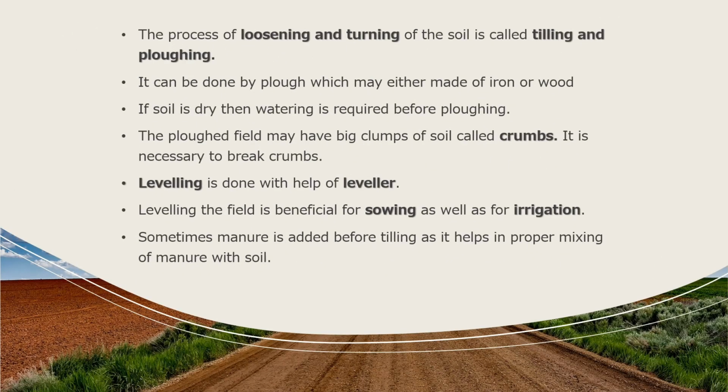This is the most important line and can be asked in fill in the blanks or the MCQ. The process of loosening and turning of the soil is called tilling and plowing. Now, this plowing is done with a tool called a plow, and this plow is made of iron or wood. If the soil is dry, then watering is required before plowing. Dry soil requires more energy to plow, while if we add water, it will loosen up and you can plow it easily.